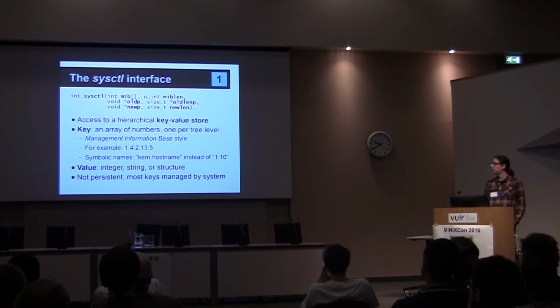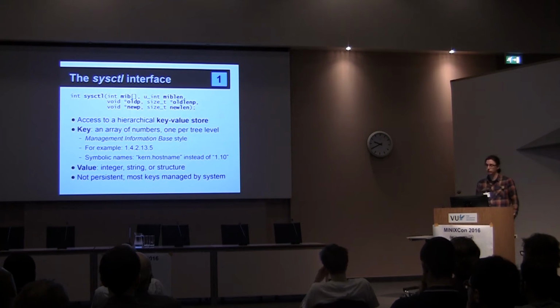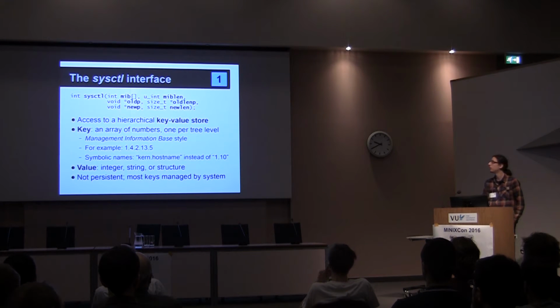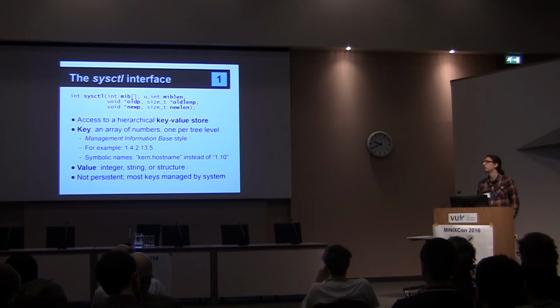The values of those keys are integers or strings or opaque structures, basically. The whole thing is not persistent, and as such, most of the keys in the key value store are managed by the operating system, created by the operating system, and represent values that are actually useful for the operating system. However, it is possible for userland to create its own keys as well.